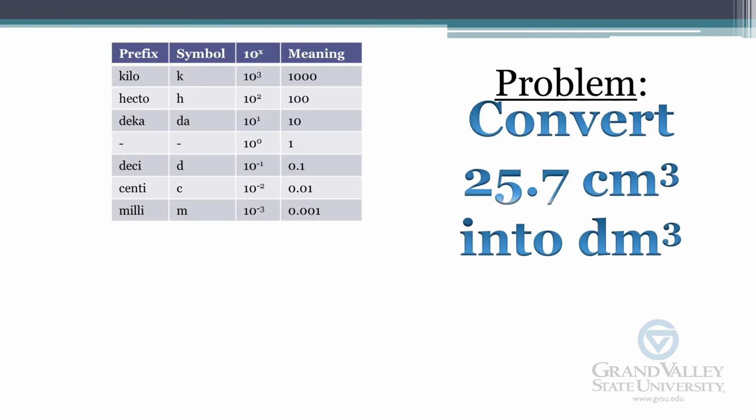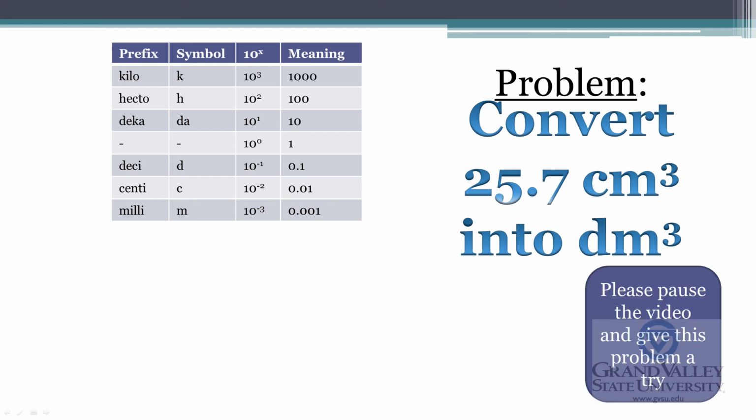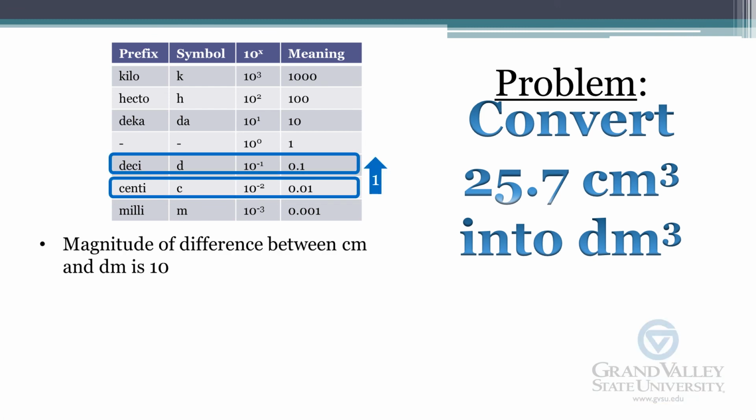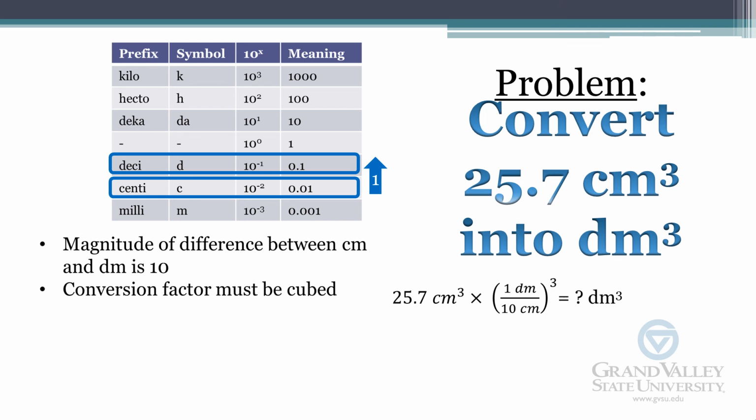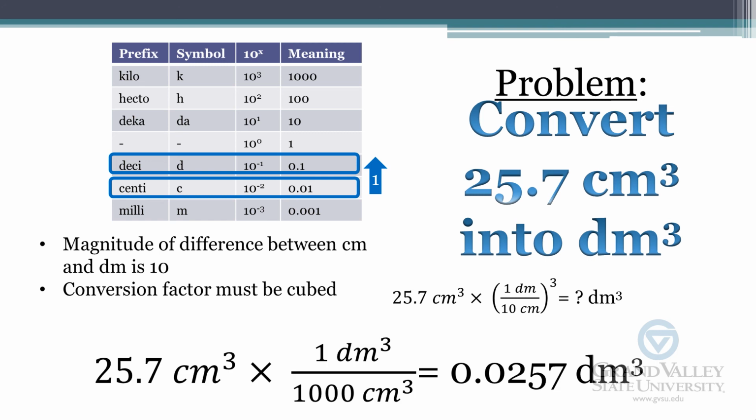For our last problem, let's try to convert 25.7 centimeters cubed into decimeters cubed. Please pause the video and give this problem a try. As you can see on the table, the magnitude of difference between centimeters and decimeters is 10. Because we're using cubic units, our conversion factor must be cubed. Our equation should look like this. Once you cube the conversion factor, we can calculate and find our answer to be 0.0257 decimeters cubed.